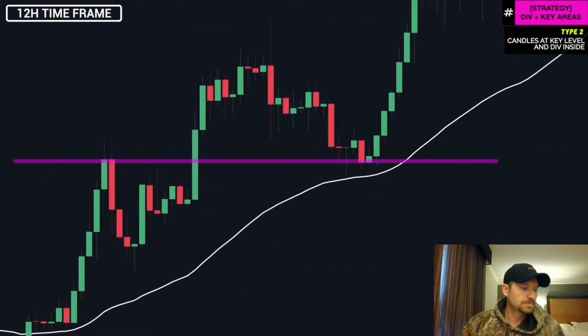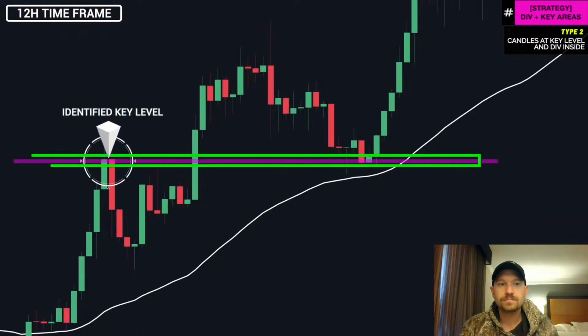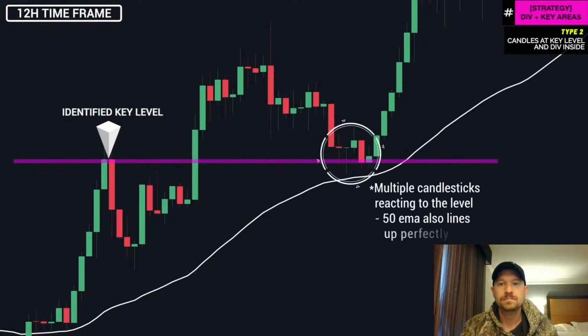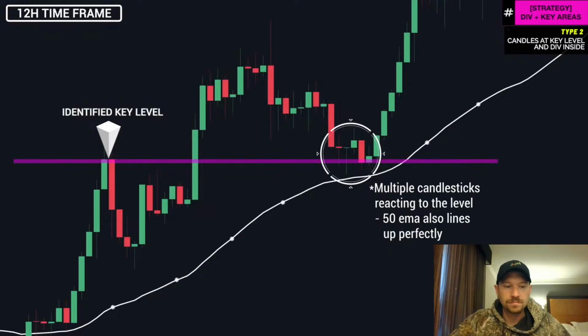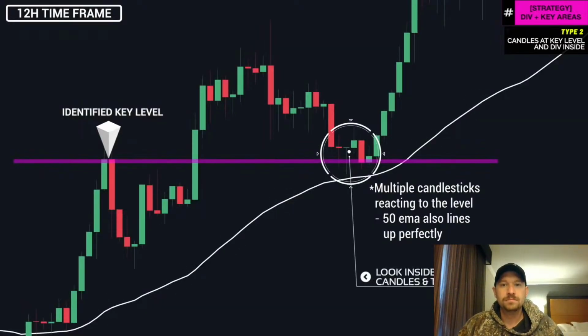This here is on crypto and the 12-hour time frame. You had a clear moving uptrend here. Reversal point here that gave you your key level. Now, as price reached this area, you had multiple candlesticks reacting to the level. The 50 EMA also lines up perfectly with this level. So again, we want to look inside of this area.